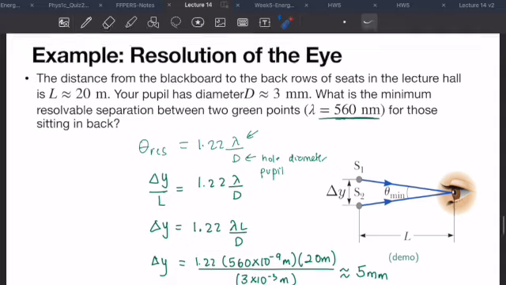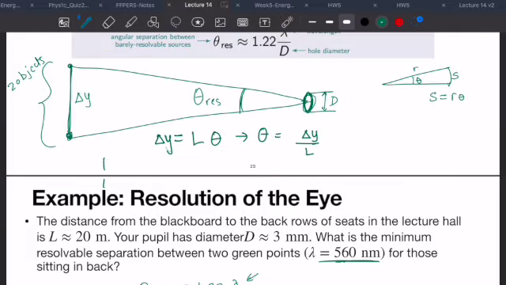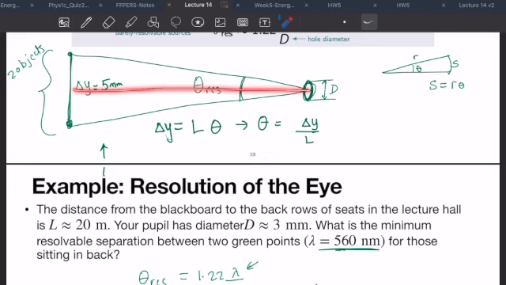Let's go back and talk about some approximations that we made here. We just found for this example that our delta y is 5 millimeters. The length to the person's eye was given to us as 20 meters. Let's put them in the same units. So delta y is 0.005 meters versus here to here is 20 meters.